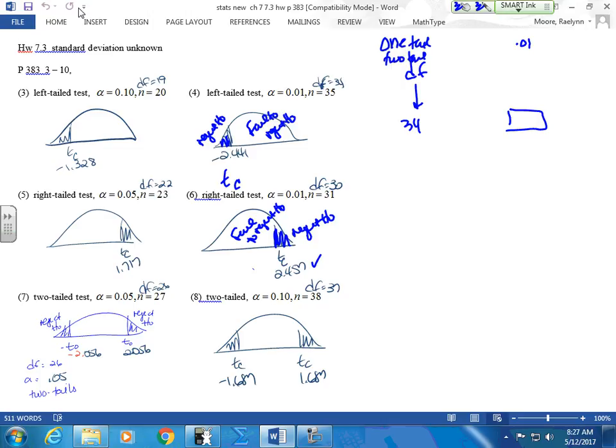Okay. Your 2-tailed test, use your 2-tailed. Now go to 2-tailed. Find your 0.10, come down to your degrees of freedom, 37, and pull this number out. You don't have to divide anything in half. That is the positive and the negative. It has 2 reject regions.